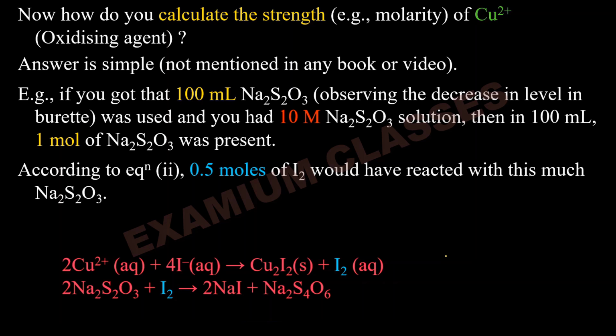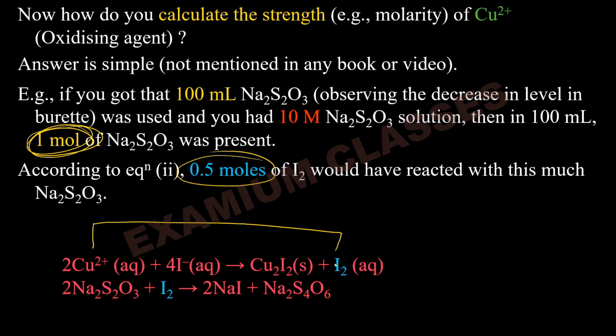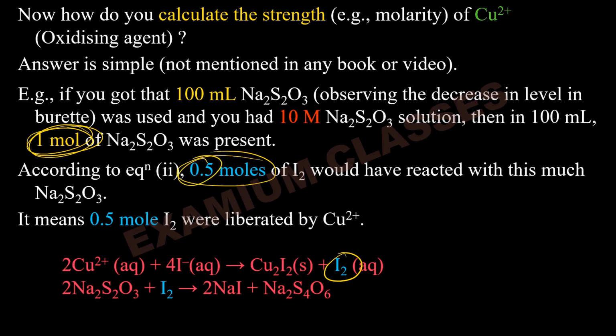From here, we will calculate how much iodine was liberated, because for every 2 moles, 1 mole of iodine is liberated. So here we have 1 mole of sodium thiosulfate used. It means half of that will be iodine. So 0.5 moles of iodine was liberated, it means. And then again we have the relationship that for 1 mole of iodine, 2 moles of copper sulfate will be used. So here for 0.5, double, that is 1 mole of copper sulfate was there.